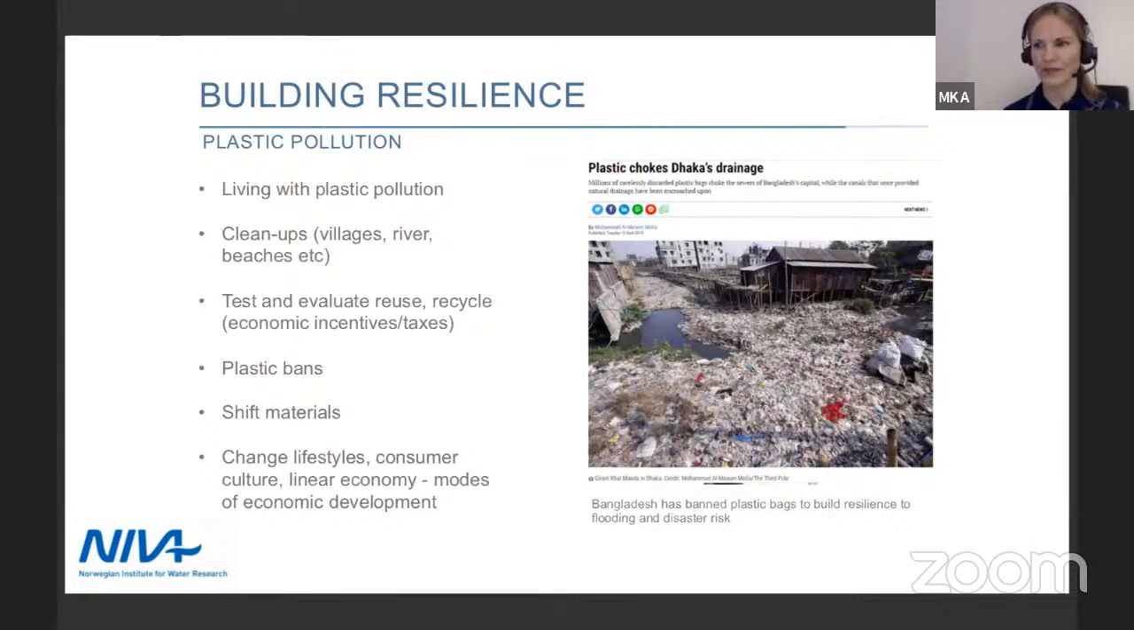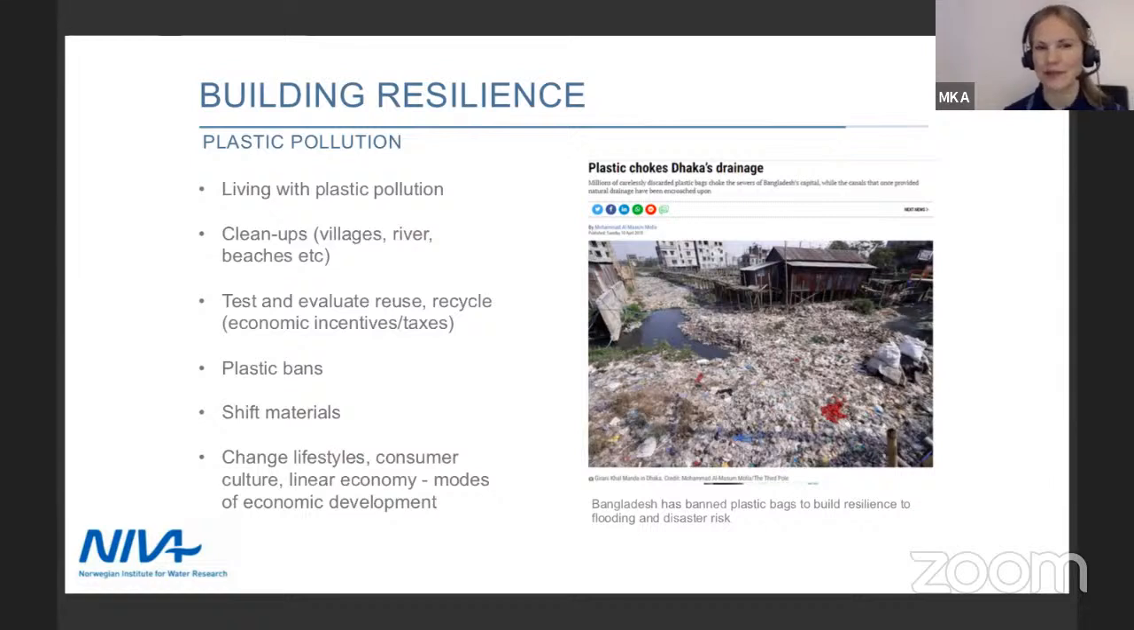For example, plastic pollution, by living with it day to day, can undermine the resilience to adapt to other stresses. We see that in Bangladesh, for example, they've banned plastic bags, not only because of the plastic in the bags, but because they clogged drainage systems and worsened flooding events in this region. So there's a secondary impact of the disposal of this waste.